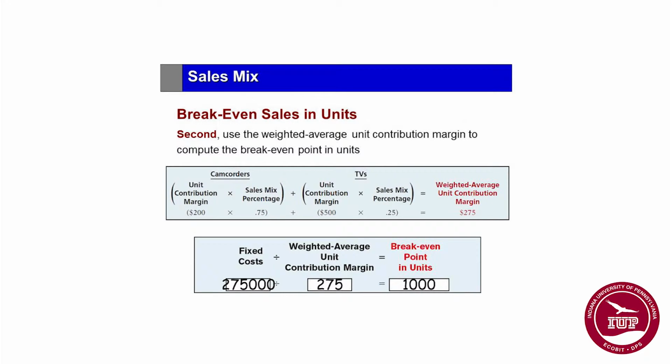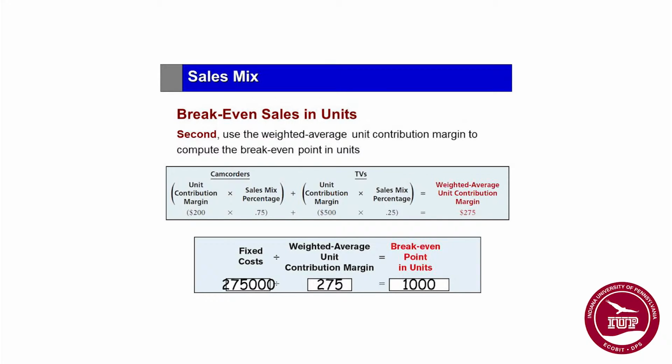And to compute the weighted contribution margin, for camcorders, for example, you have the unit contribution margin of $200, and 75% is the sales mix percentage, and for the TVs, it's 500 multiplied by 25%, which is the sales mix percentage weighted. So total weighted average unit contribution margin is $275. To compute the break-even point in this case, you take the fixed cost of $275,000 and divide by $275, which is the weighted average unit contribution margin. In this case, you get the total break-even point of 1,000 units.